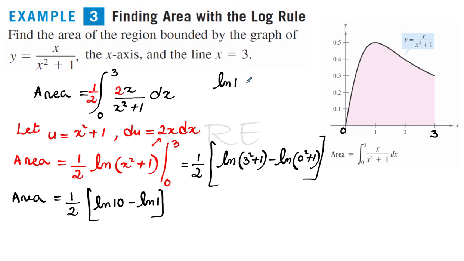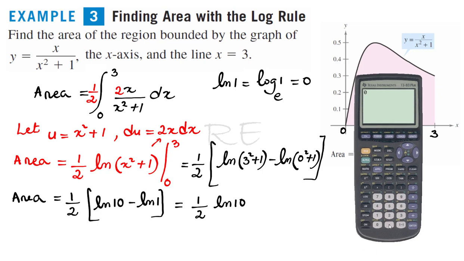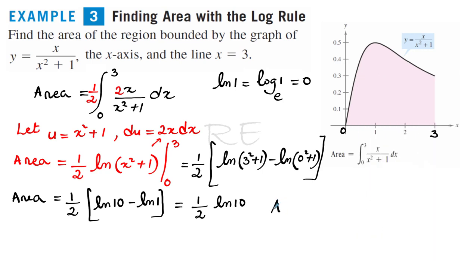Now, ln 1 is really log base e of 1, right? And 1 is e to the 0, so the answer is 0. So it's going to be 1/2 ln 10. Using the calculator, we're going to approximate the value of 1/2 ln 10, and we get approximately 1.51. So the area is approximately 1.51.